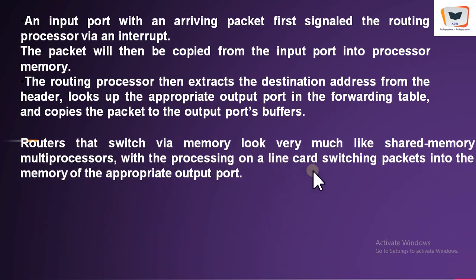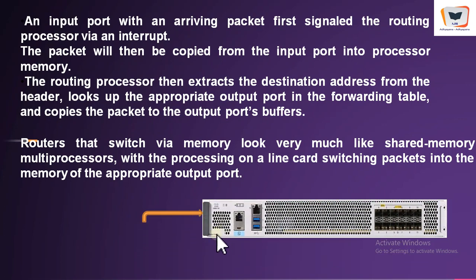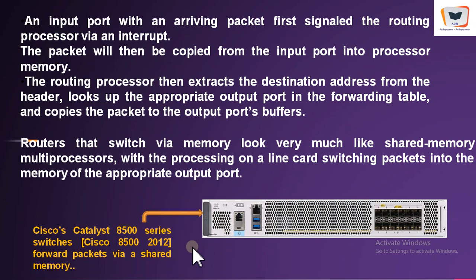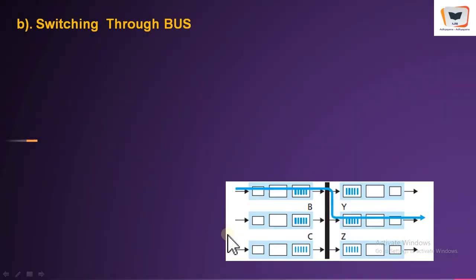Routers that switch via memory look very much like shared memory multiprocessors, because there is a dedicated multiprocessor which is doing this task of just mapping the input port to the output port and copying into the memory, with the processing on a line card switching packets into the memory of the appropriate output port. And Cisco's Catalyst 8500 series switches forward packets via shared memory, which looks something like this.